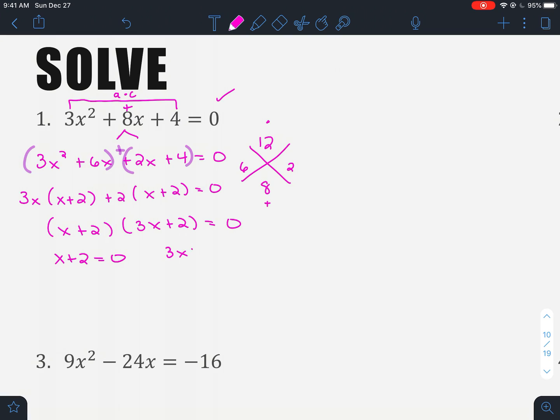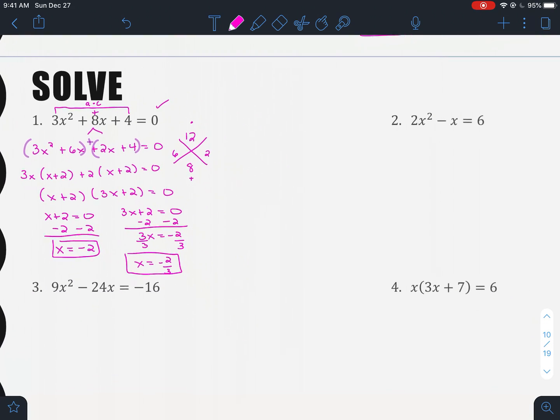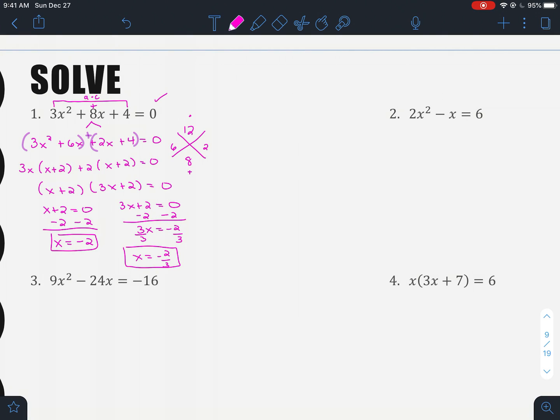Now we can use the zero product property and set each factor equal to 0. So either x plus 2 is equal to 0, or 3x plus 2 is equal to 0, and then solve both of these. So either x is equal to negative 2, or subtract the 2 and divide by the 3, and x is equal to negative 2/3. So your two possible solutions are x is equal to negative 2 or x is equal to negative 2/3.